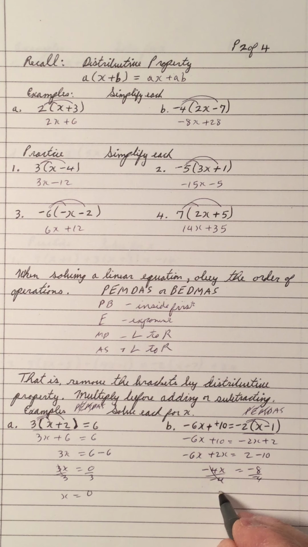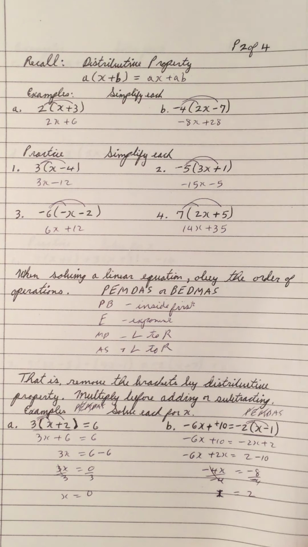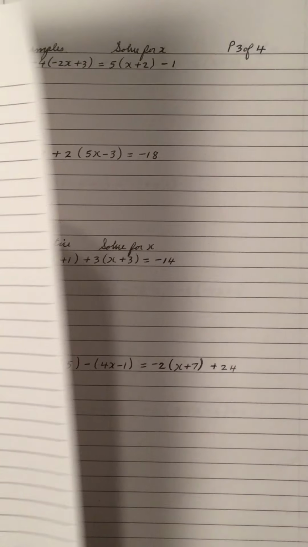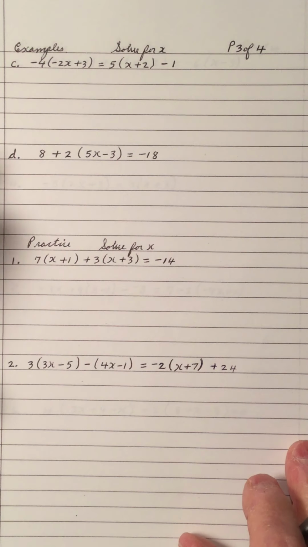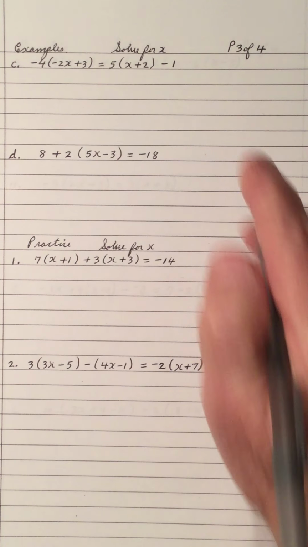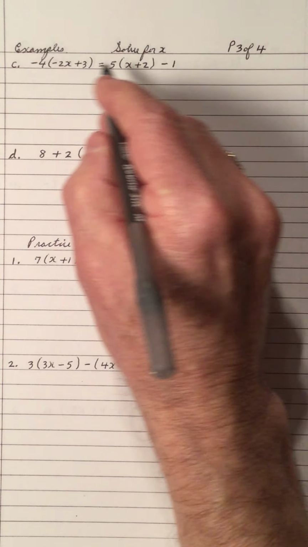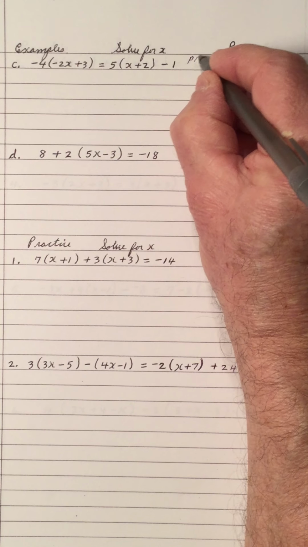The 4 is cancelled to give me a 1. I could put a 1 there, but no need. There's a 1 right there because they cancel out. And negative 8 divided by negative 4 is a 2. So, as you can see, remove the brackets and then continue to simplify. More examples?